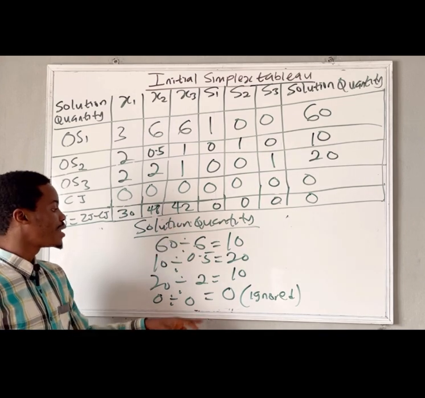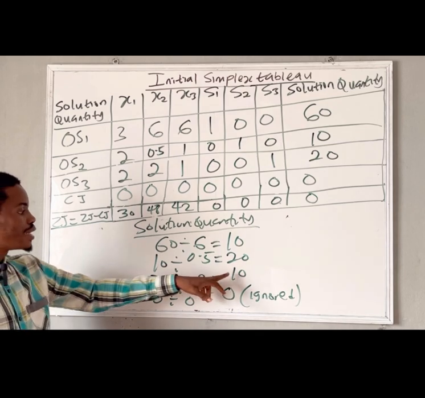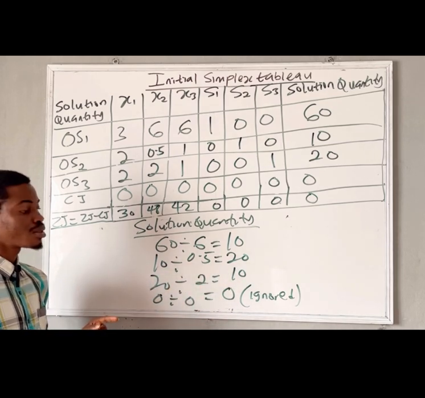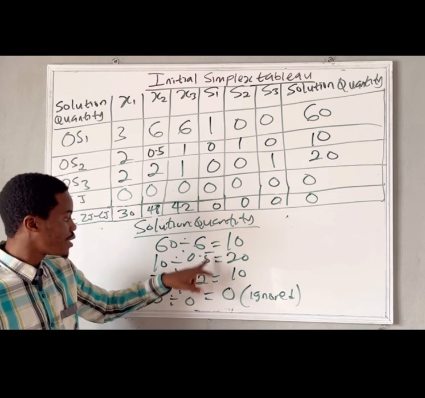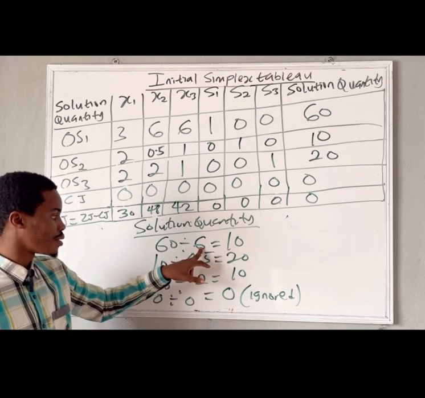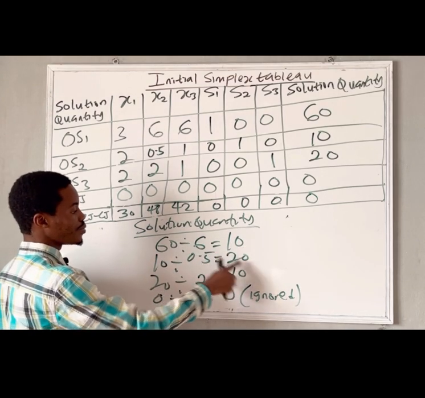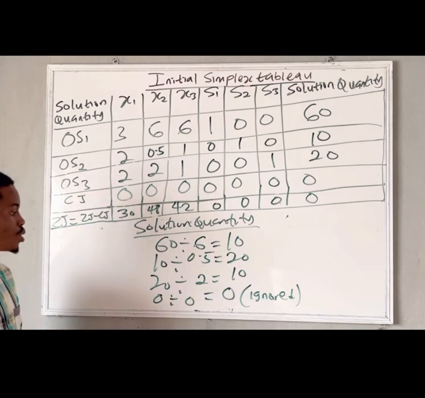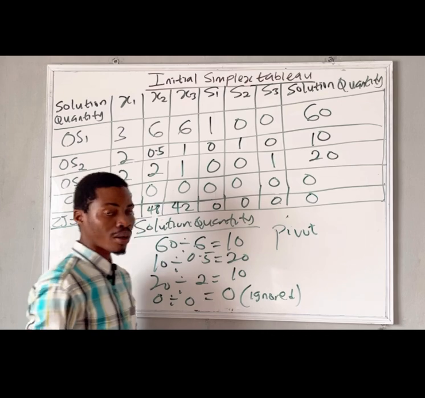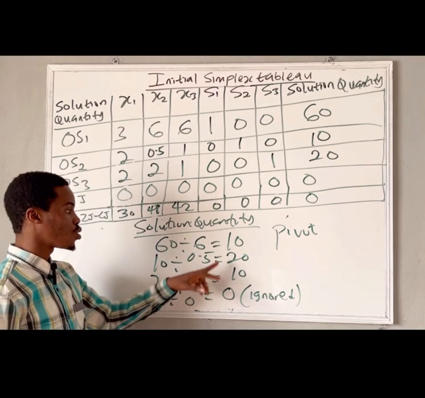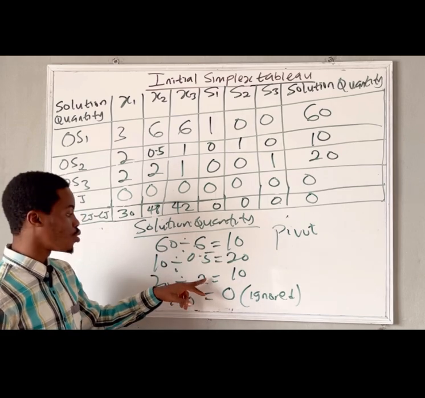So what is the element that gives me the least value? The element that gives me the least value will be my pivot. What was divided by this that gave me 10 is 2. What was divided by this that gave me 10 is 6. So here I have 10, and it means 2 and 6 are my pivot candidates. I can choose any of the two because both give me the pivot. 6 is my pivot here, 2 is also my pivot here. So I'm going for 2.